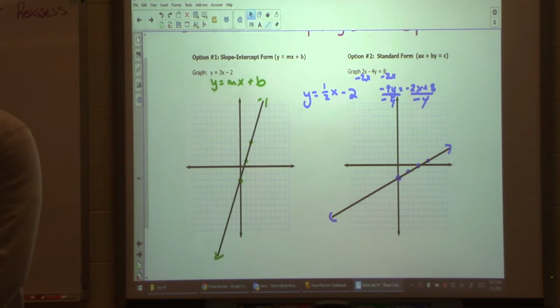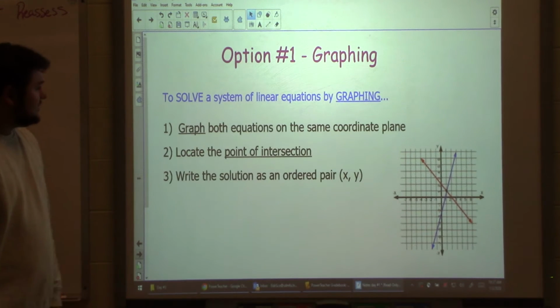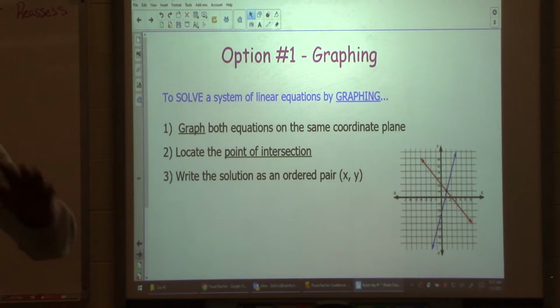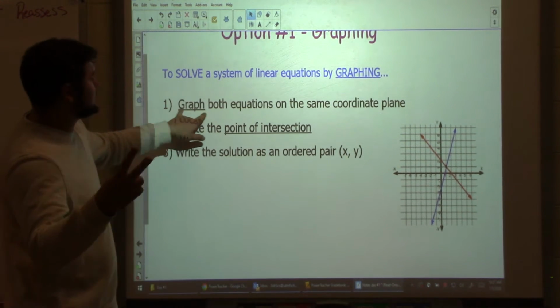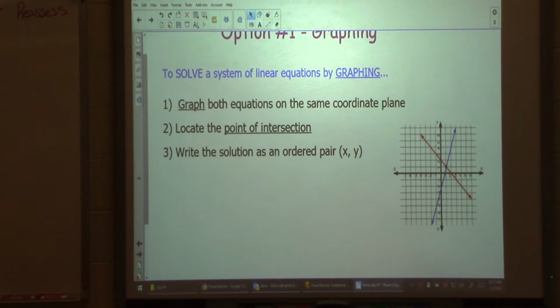Okay. If not, then let's do our graphing portion of this, right? It's going to be really easy. So, if I'm graphing a system of equations so I can solve it, I'm going to graph all the equations in my system on the same coordinate plane. So in this case, we're just going to have two of them. So graph both equations on the same coordinate plane. Locate their point of intersection.